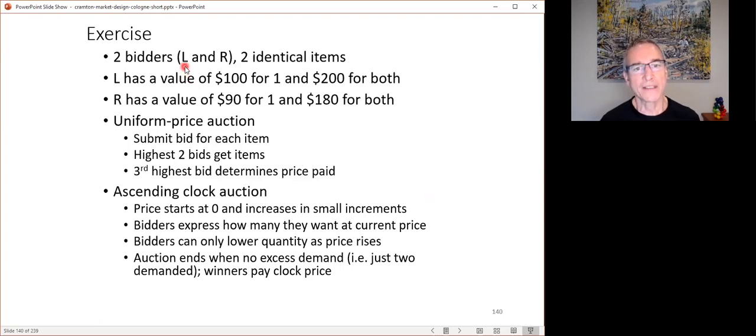So in this example, in which you'll all be bidding, we're only going to have 2 bidders. Last exercise we had 16 bidders, because there were 16 of you all competing against each other. In this case, we have just 2 bidders, because there are just 2 identical items. One bidder I'll call L for left, and the other R for right.